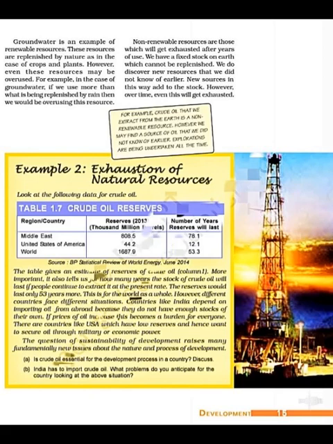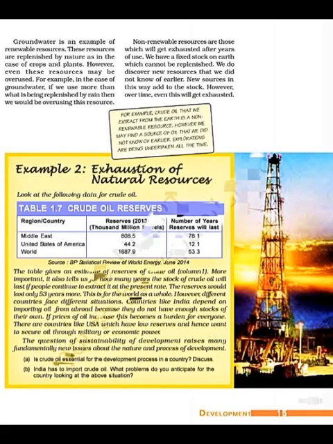Now on page 15, an example is given about exhaustion of natural resources, and table 1.7 gives crude oil reserves. It also tells us for how many years the stock of crude oil will last, and this is for the world as a whole. However, different countries face different situations. Countries like India depend on importing oil from abroad because we don't have enough stocks of our own, and if prices of oil increase, this becomes a burden for everyone. And countries like USA also have low reserves and they want to secure oil through military operations in countries like Iraq.